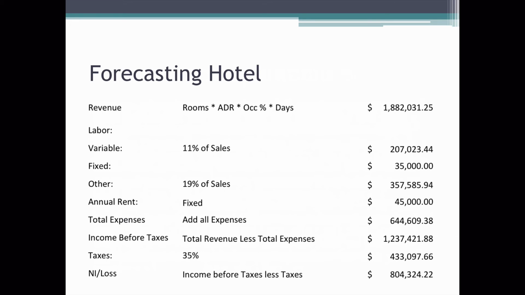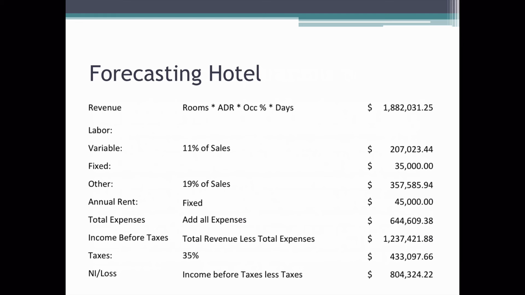So when we add up the total expenses, both fixed and variable, we get $644,609.38. And then our next line is our income before taxes, and we take our revenue and we subtract out our total expenses. So we take the $1.8 million in change and we subtract out that $644,000 number. We get $1,237,421.88. And then we determine our taxes, and our taxes are 35%.